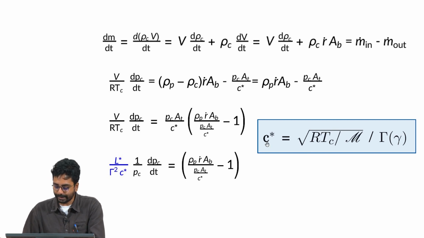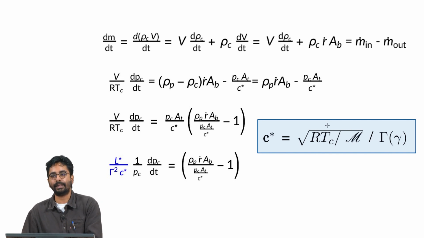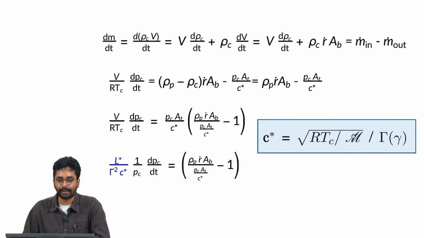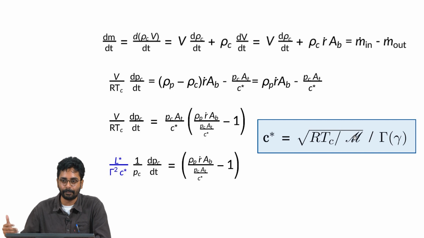Okay. So, C star will increase with increase in Tc, or the equilibrium temperature, but always keep in mind that molecular weight changes must be carefully accounted for, especially when you are dealing with species like hydrogen, which have very low molecular weight compared to the oxidizer.